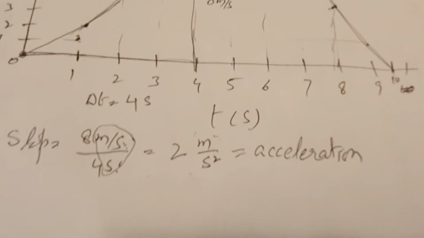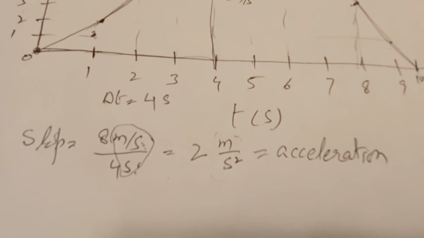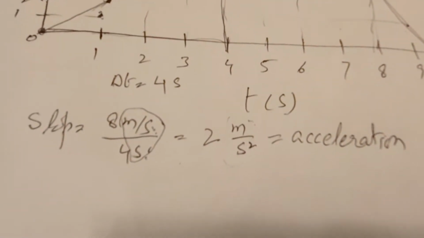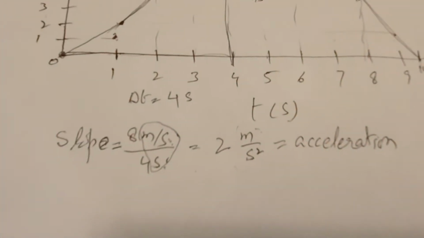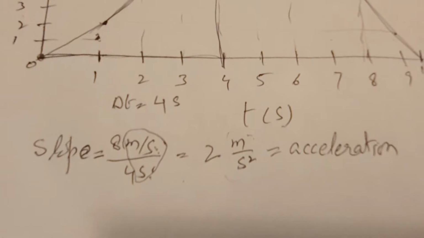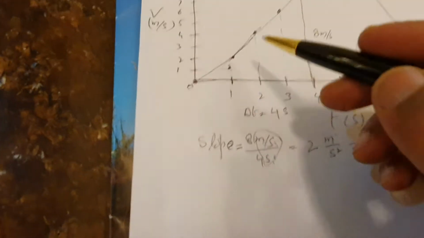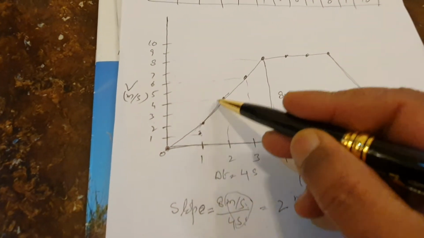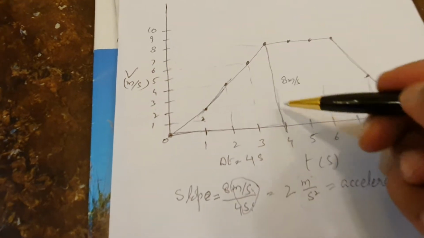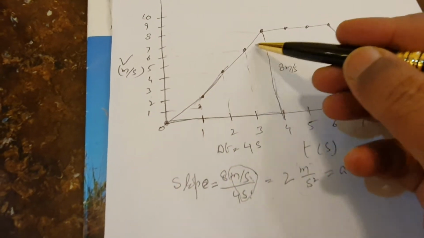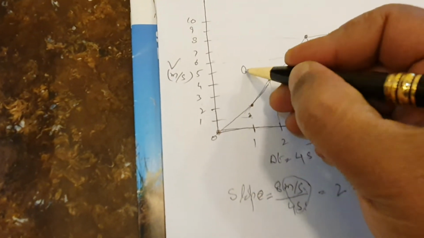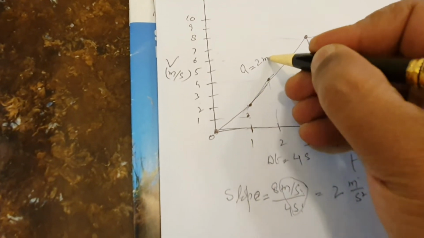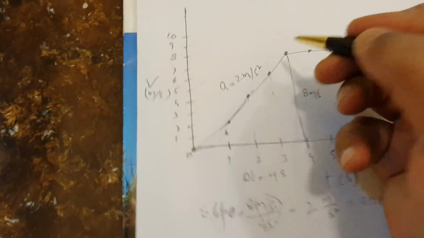So the slope of the position-time graph represents velocity, and the slope of the velocity-time graph will represent acceleration. So velocity is increasing in the first 4 seconds. The acceleration of the object is 2 meters per second squared.